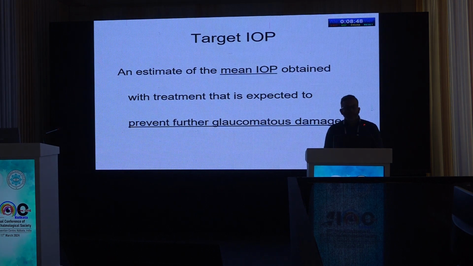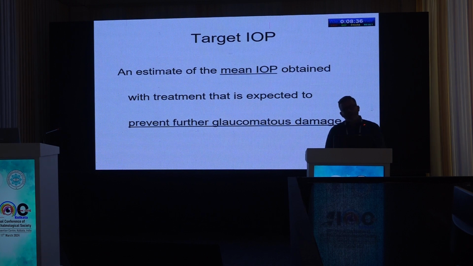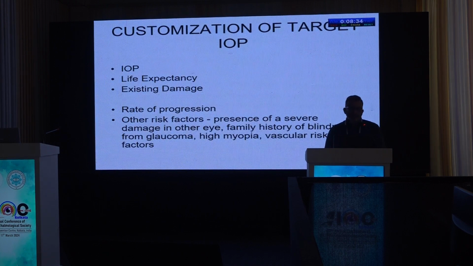So it is basically just an estimate that you are making of the mean intraocular pressure which is expected to prevent further glaucomatous damage. You are expecting it to prevent further progression. Whether this is achieved or not will be known only later. To customize it, you need the baseline IOP at which damage occurred. Each disc is susceptible to a different level. NTG discs are susceptible to a lower level of IOP, therefore the target may be even lower.